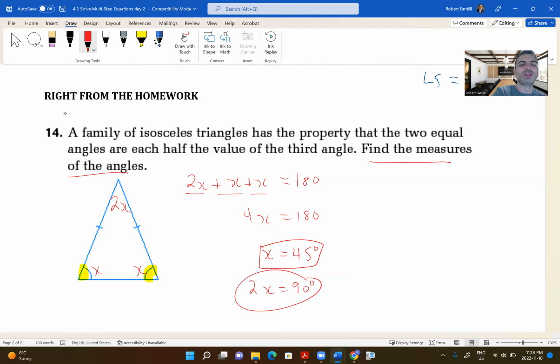Hey, that does not look like a 90-degree angle. But again, we're not trusting the drawing. We're just doing the math according to the question. The drawing is just an example to help you sketch something and understand what the question is asking, but those are the answers. So therefore, each of the equal angles is 45 degrees, and the third angle is 90 degrees.